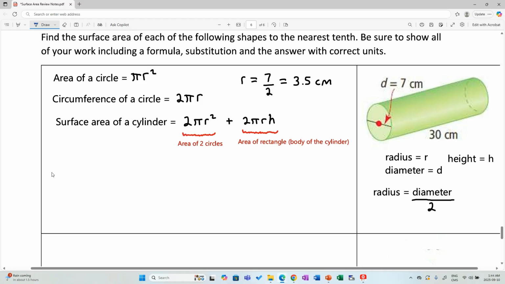So to find the surface area of a cylinder, all I do is compute it. My radius is 3.5. I'm now going to square it. I'm going to add that to 2 times pi times the radius again. I'm going to multiply that by the height. And if I do that, I should be able to compute an answer here. So the value I'm going to get here, I'm going to go slowly.